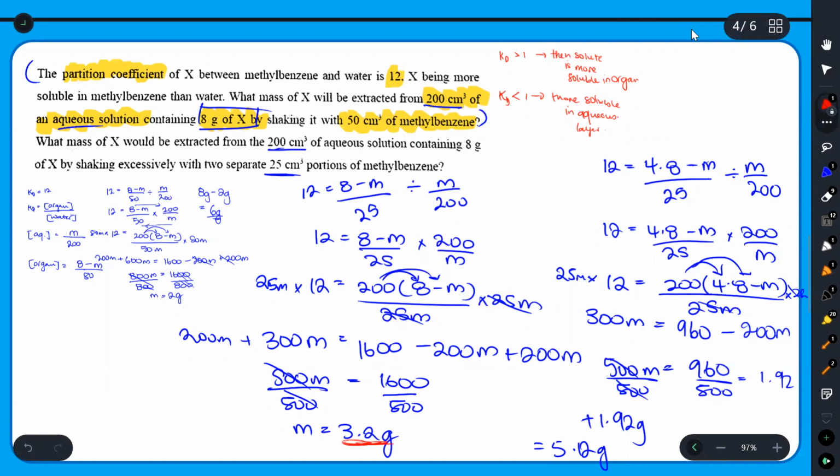This 3.2 here is the mass that was left behind in water. Seeing that we used the 4.8 here and got 1.92, what we'll do is 4.8 plus the 1.92. But I forgot that this 4.8 here would be what was left behind, not left behind, but extracted from the water layer. So if you add 4.8 to 1.92, then you would get 6 point some. Let me put that in.